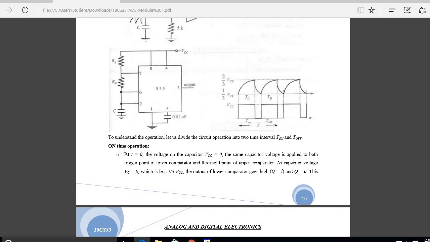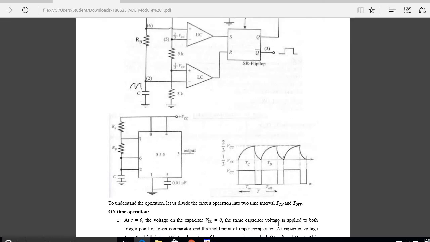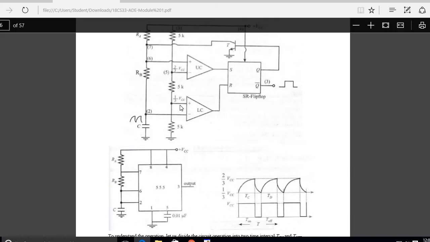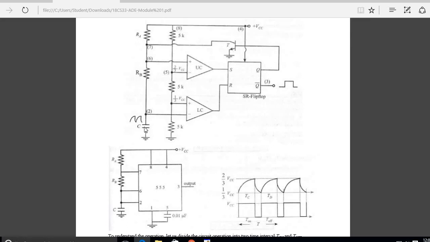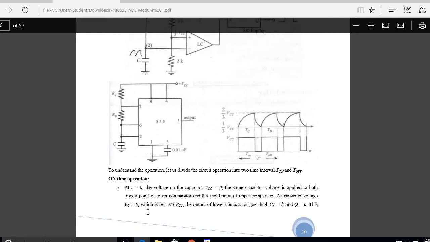During the on time operation, what will happen? At time T equal to 0, the voltage on the capacitor is 0. So the voltage on this capacitor is 0 initially. The same capacitor voltage is applied to both the trigger point of the lower comparator and the threshold point of the upper comparator, where we are applying 1/3 VCC and 2/3 VCC. The capacitor voltage is initially 0, and that I am applying to the lower comparator as well as the higher comparator, at time T equal to 0.